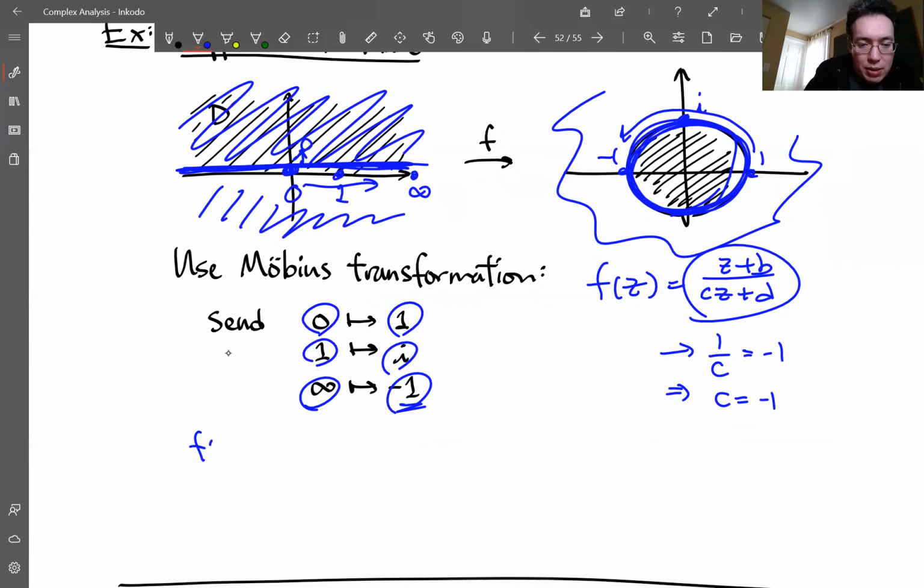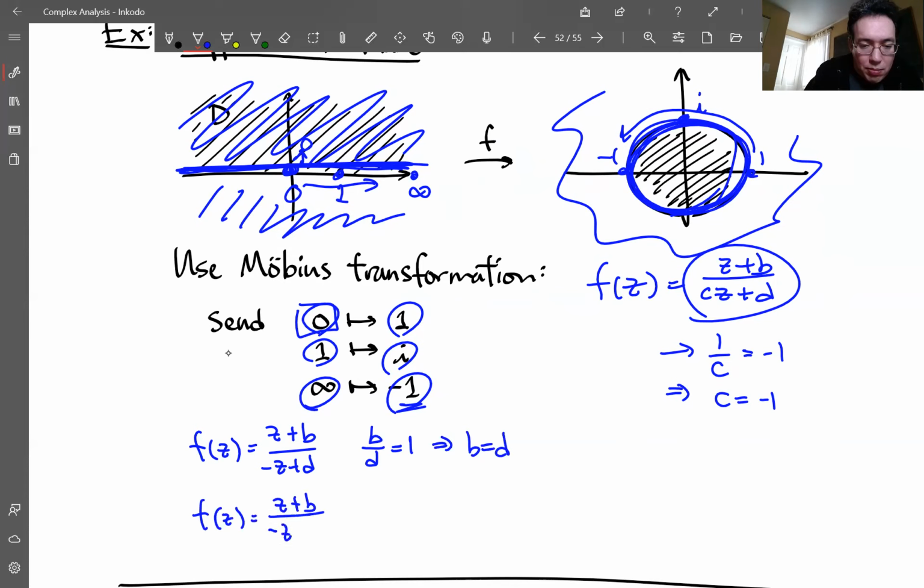Okay. So far I have (Z plus B) over (-Z plus D). Now let's plug in 0. If I plug in 0 into the function, I get B over D, and we want that to equal 1. So that means that B is equal to D. And finally, if I plug in 1, I should get I.